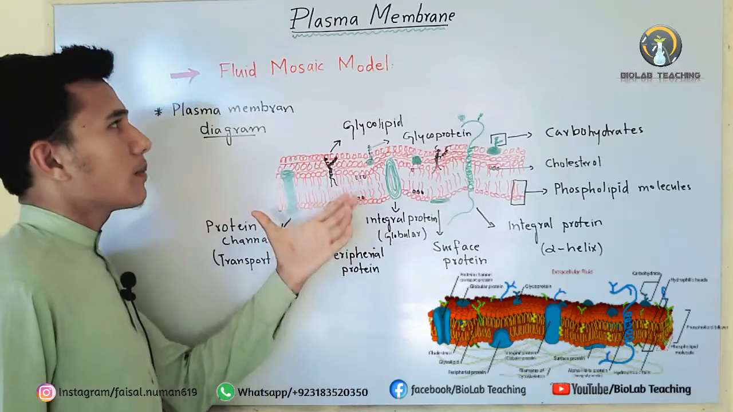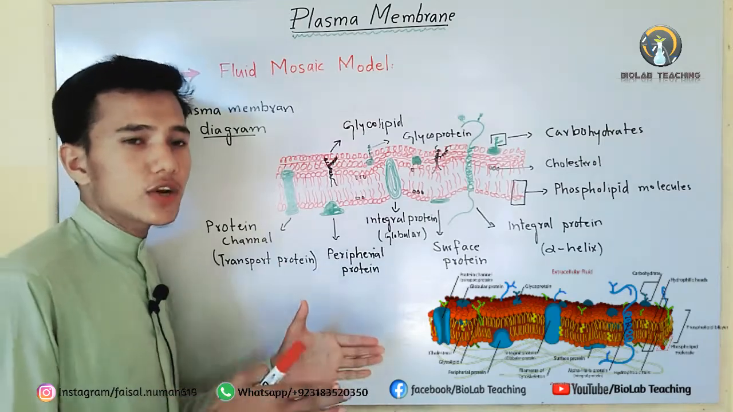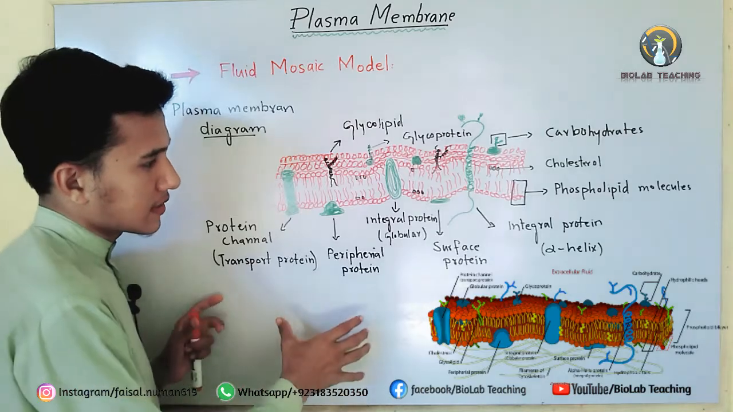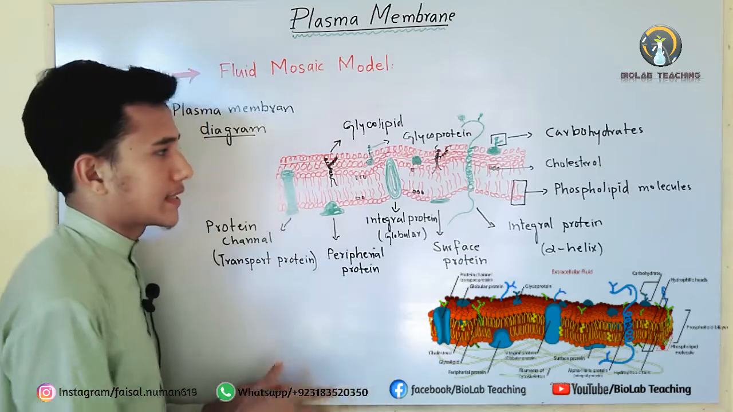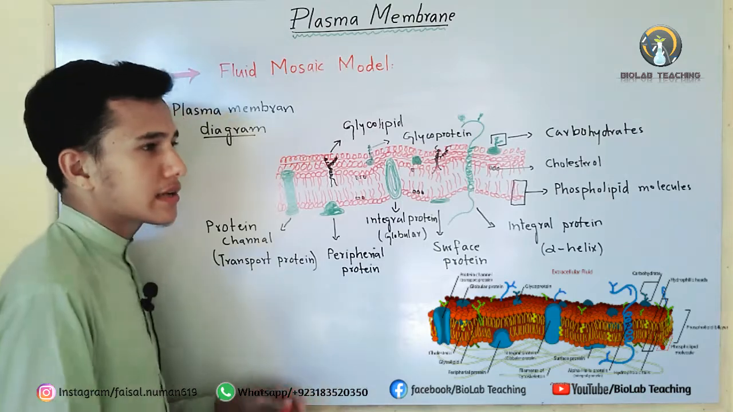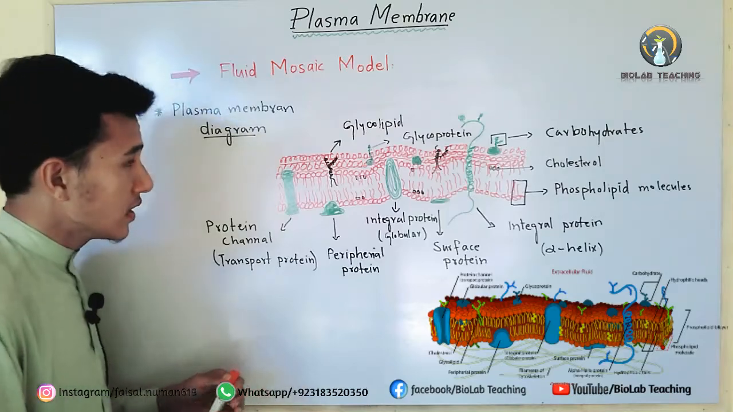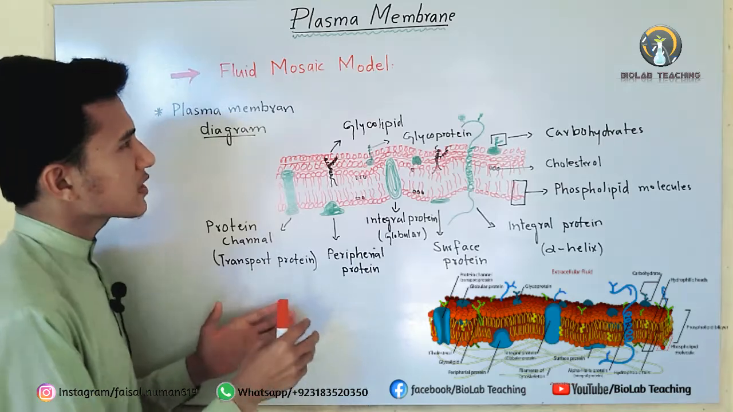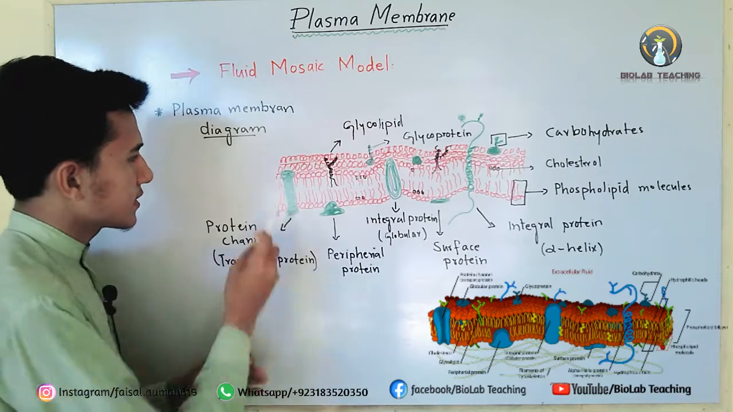We are going to talk about the fluid mosaic model, the model represented by Singer and Nicolson in 1972. In the fluid mosaic model, they discuss the lipid bilayer and also the proteins, chain proteins and protein channels. The proteins present in the plasma membrane are not like a sheet that covers all of the lipid bilayer. This is the lipid bilayer.